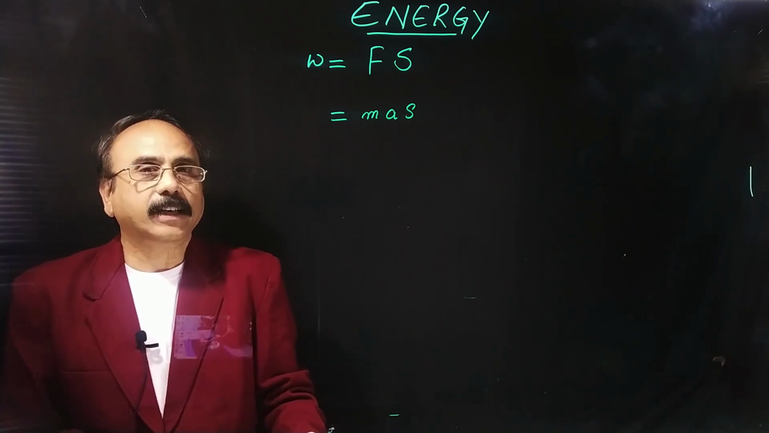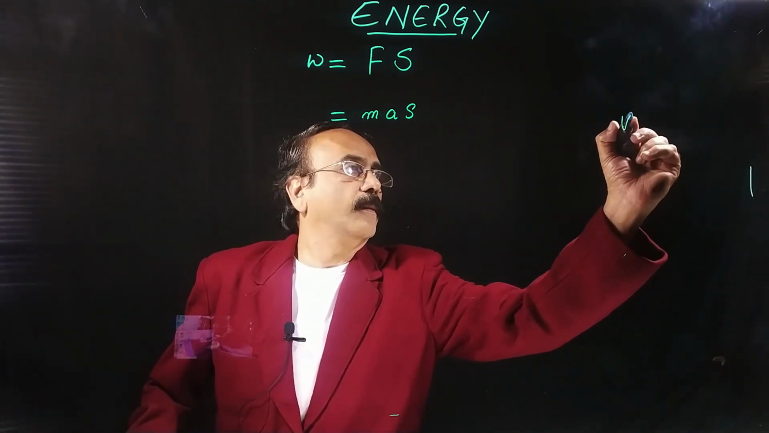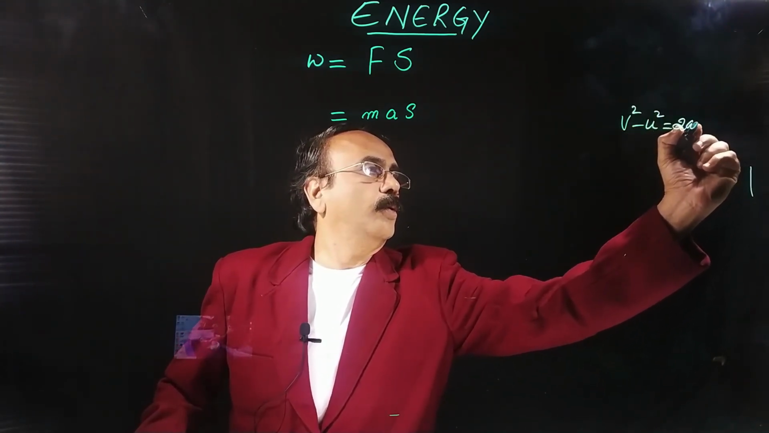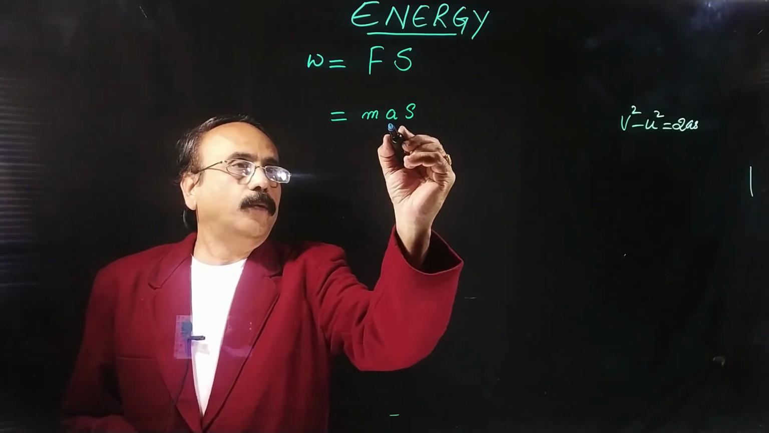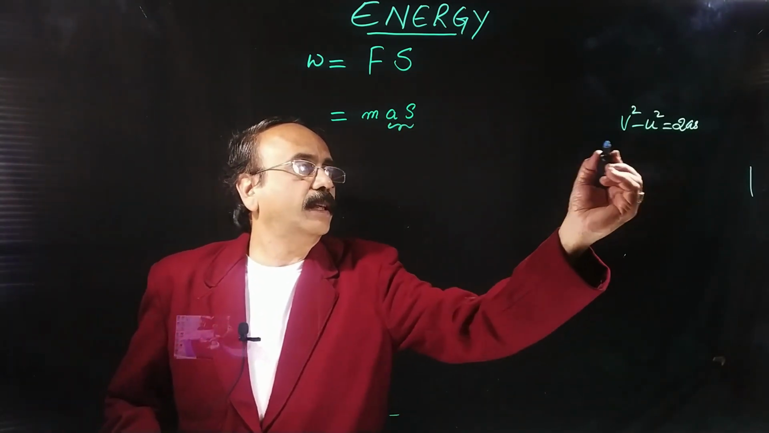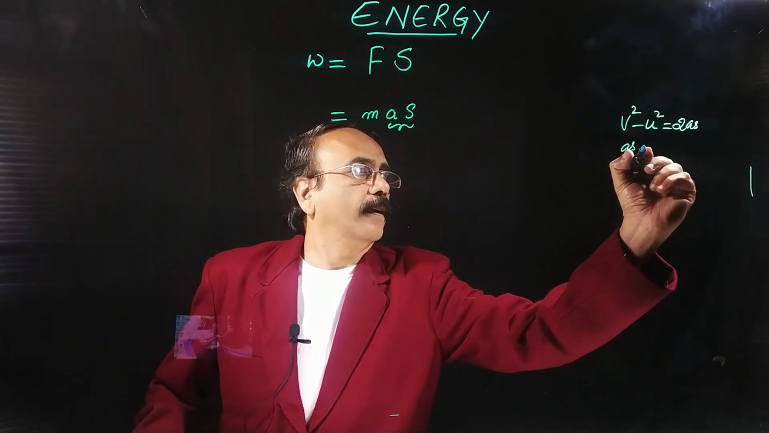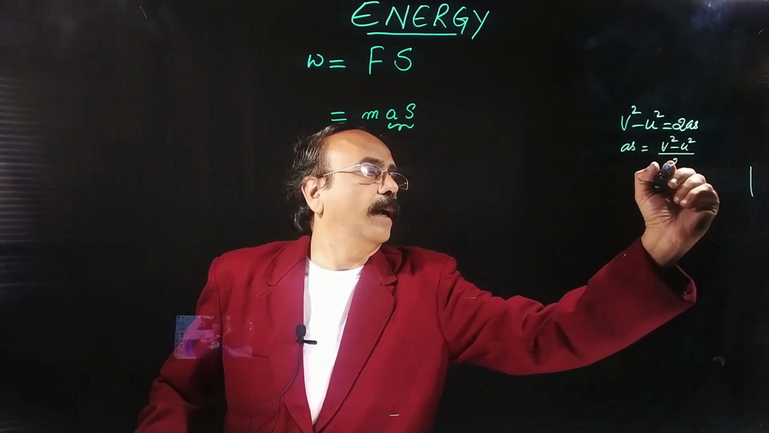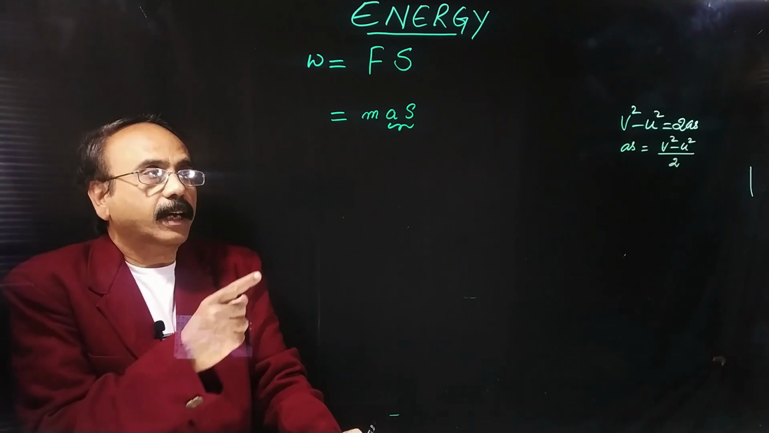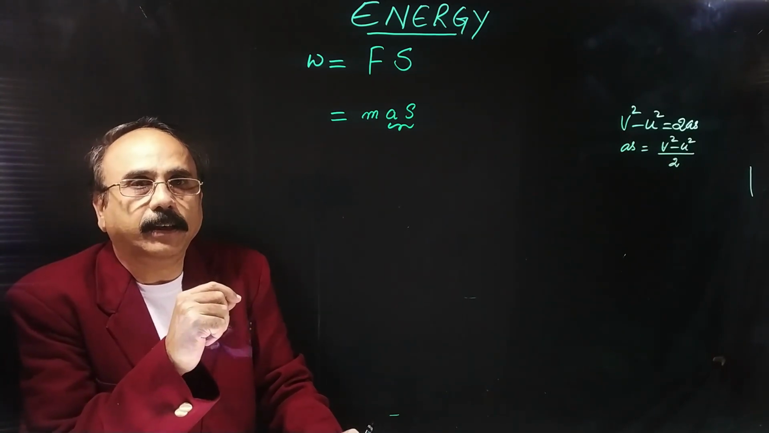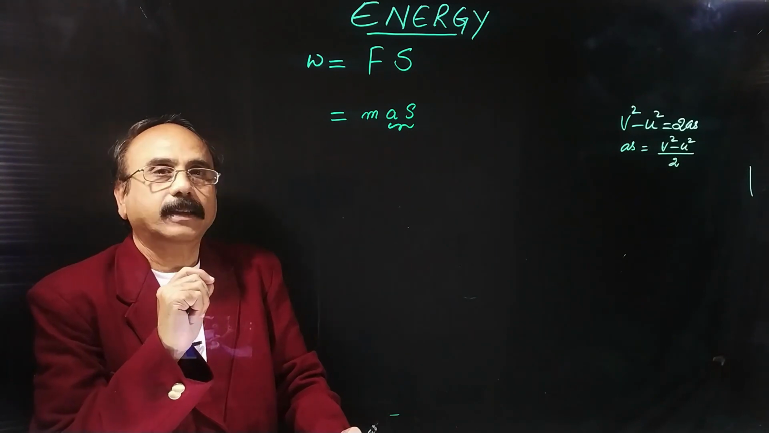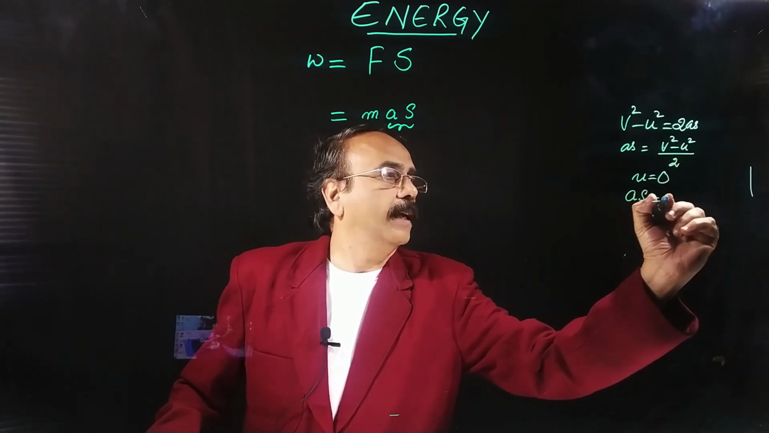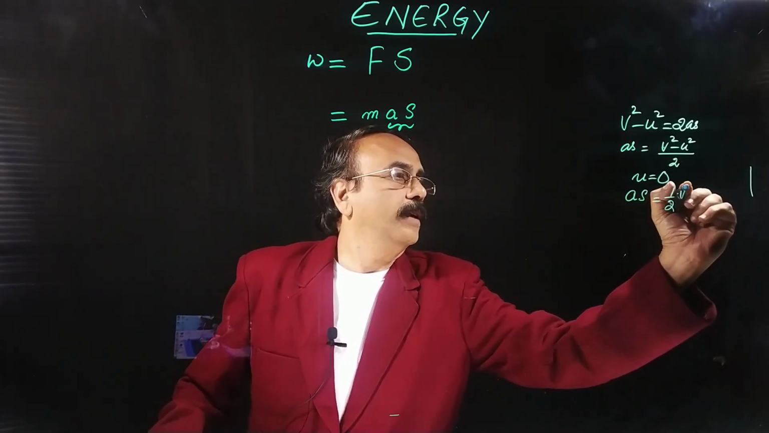We know from the equations of motion, v square minus u square is equal to 2as. Now we can replace this a s from this equation as v square minus u square by 2. Here v is the final velocity and u is the initial velocity. If you consider the initial velocity is 0, then this a s can be replaced by half v square.